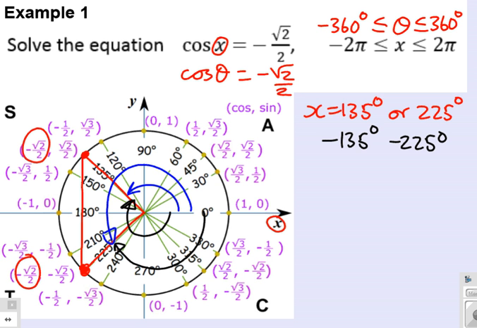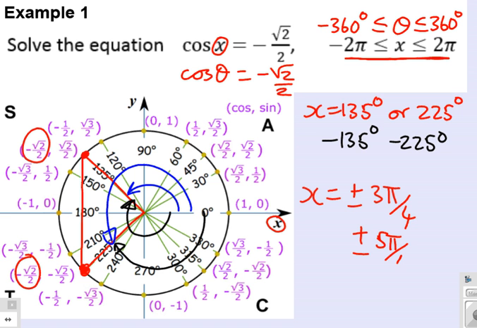And we must write them in radians because that's what the question asked for. And in radians, it comes down to plus or minus 3 pi over 4, plus or minus 5 pi over 4. Easily done with the unit circle.